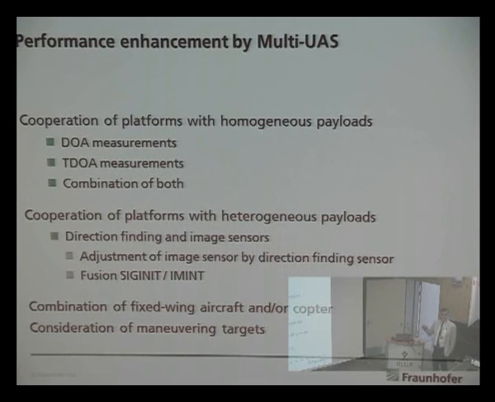It's an interesting fusion task also to look at the combination of fixed-wing aircraft, lunars, for example, or copters. Copters can hover, have very different properties, and it's a nice application to design mission rules to reach your surveillance goal optimally by using these two types of platforms and making use of their individual capabilities. It's also an aspect of sensor data fusion. It's very, very necessary.